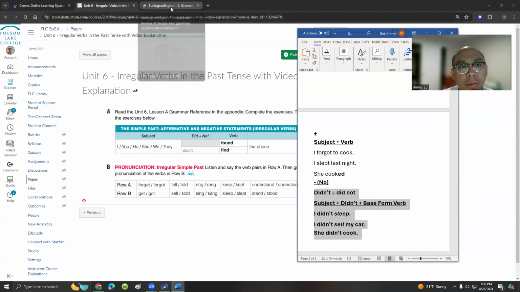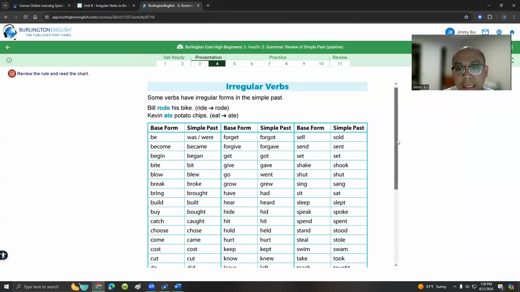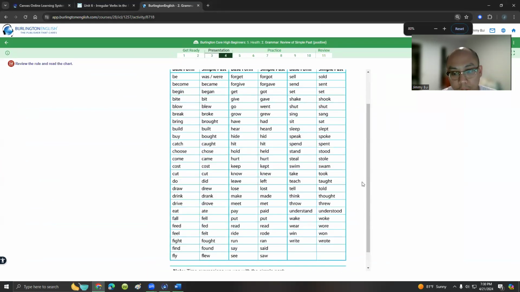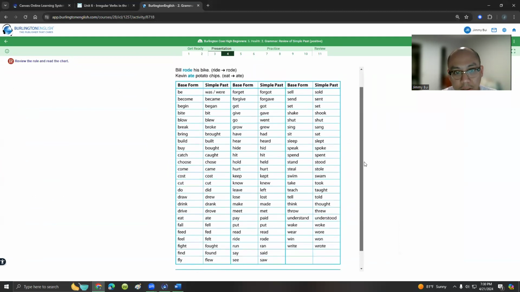Now, I don't have this in Canvas, but these are all of the irregular verbs, and I'm not going to review and read this. Maybe I can attach this for you guys. You can easily Google this, but I am specifically taking this from Burlington English. They have very great content. And I believe if you are enrolled in a lab class, you get access to this. So an ESL lab course.